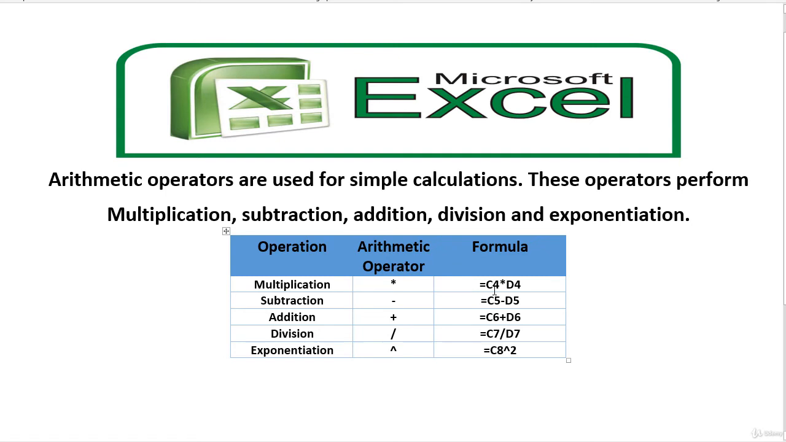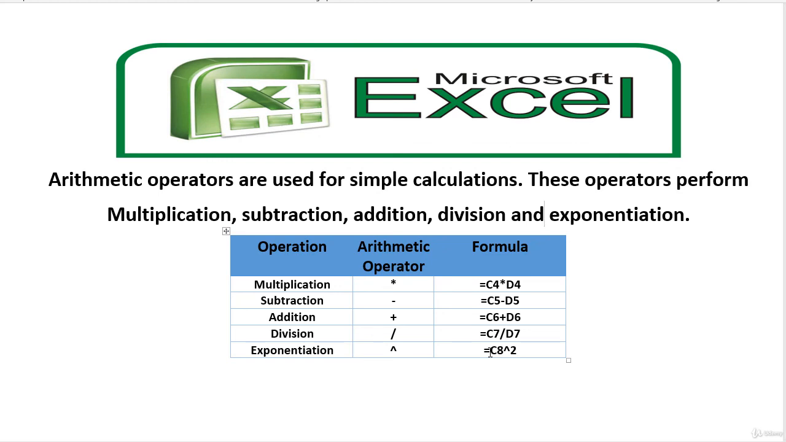The multiplication operator is used to multiply the numbers in cells C4 and D4. The subtraction operator is used to subtract the value of cell D5 from cell C5. The addition operator is used to add the values from cell C6 and cell D6. The division operator is used to divide the value of cell C7 by cell D7. The exponent operator returns the value in a cell by raising it to the second power.